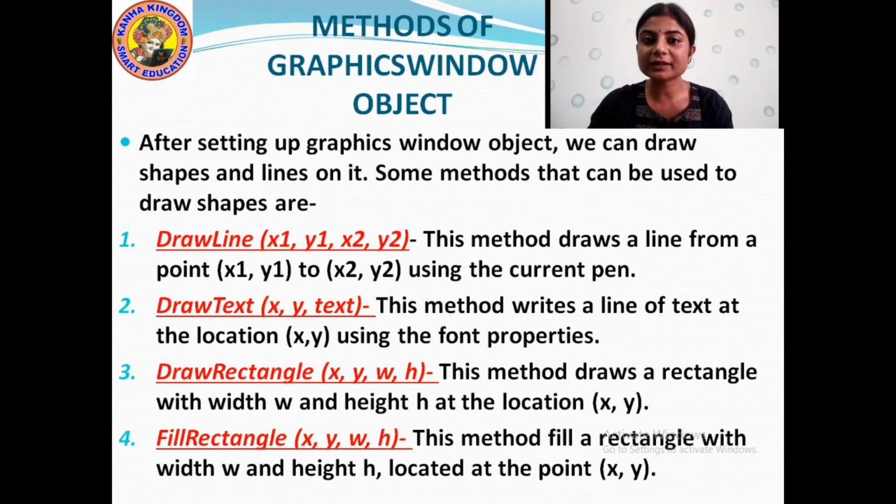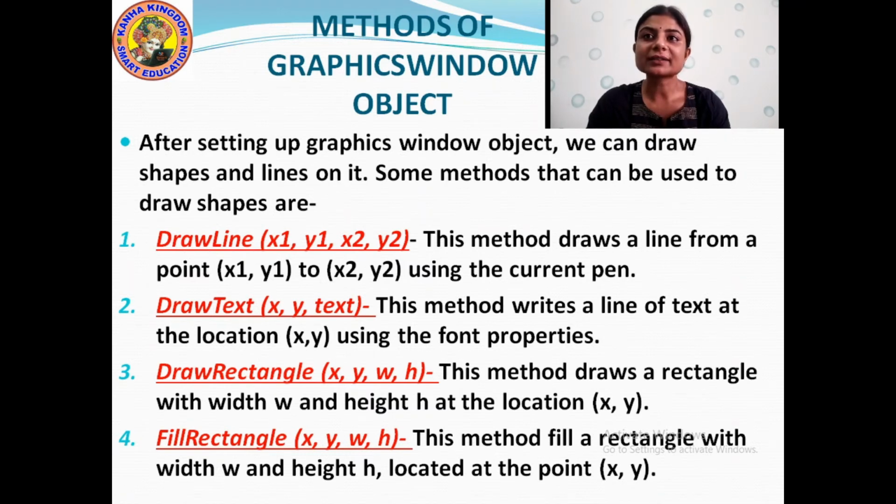What are the different methods in the GraphicsWindow object that we use to draw different types of lines or different types of shapes? See, after setting up the GraphicsWindow object, we can draw shapes and lines on it. Once we set it up, we can draw different types of shapes and lines, not on the graphics window, but in the Small Basic program.